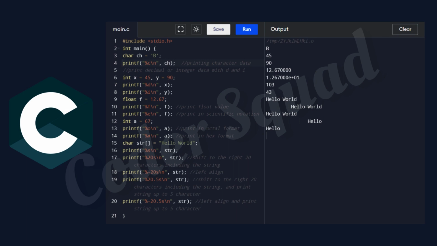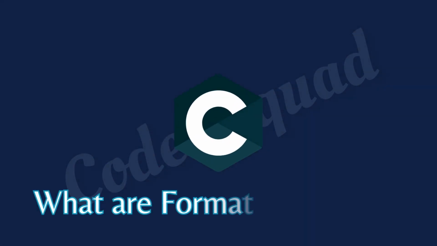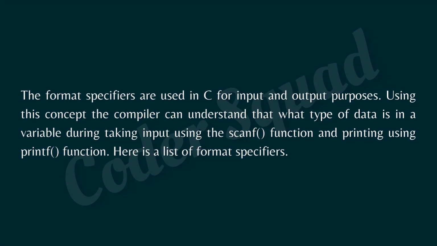Today, we're delving into the world of format specifiers in C programming. Format specifiers are crucial for formatting input and output in a way that makes sense to both programmers and users. Format specifiers are placeholders used in functions like printf and scanf to define the type and format of the data being input or output. They help C understand how to interpret and display data.